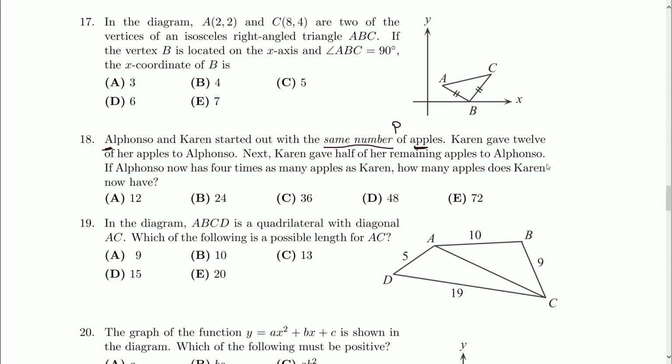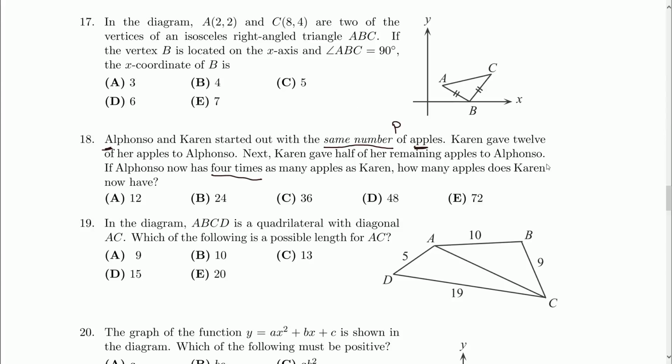Karen gave 12 of her apples to Alfonso. Okay, so that gives us a shift in what we've got. Next, Karen gave half of her remaining apples to Alfonso. If Alfonso now has 4 times as many apples as Karen, how many apples does Karen now have?